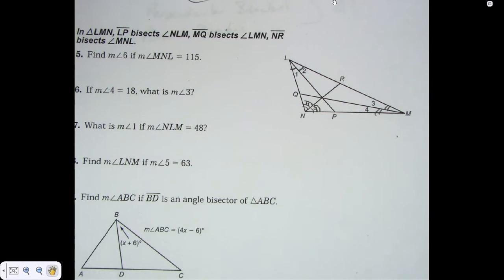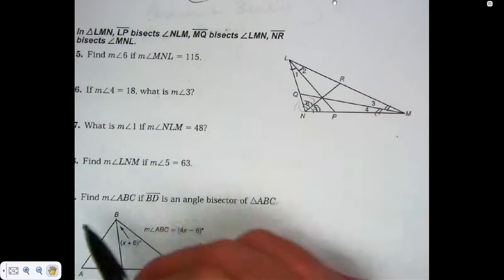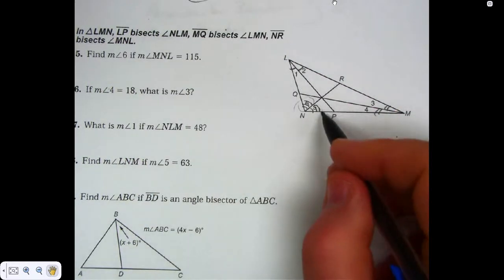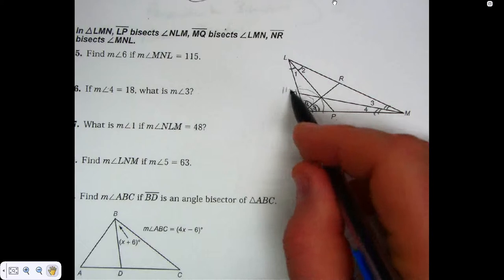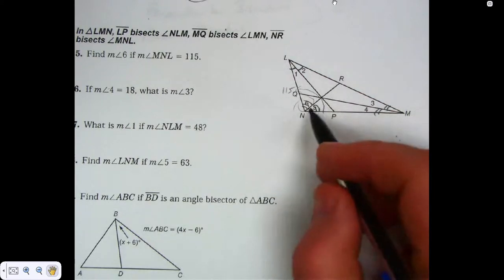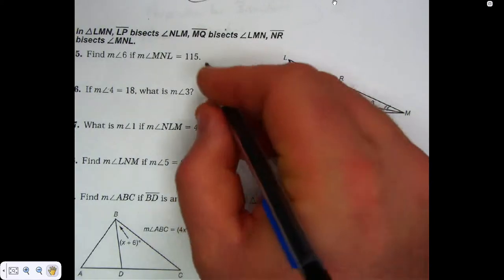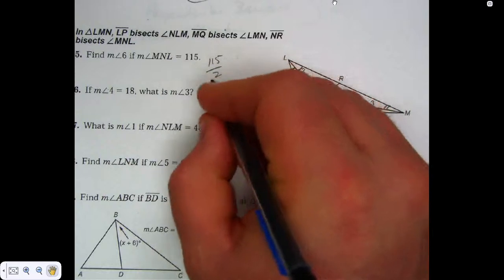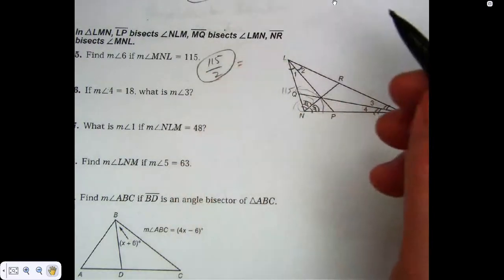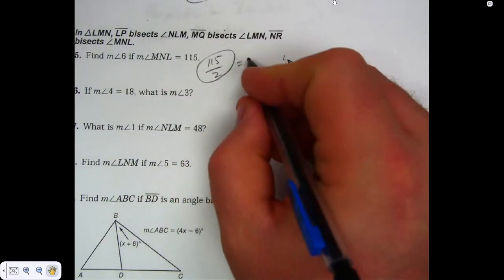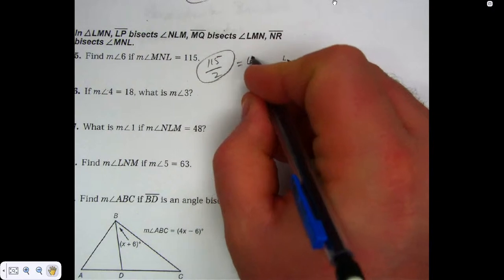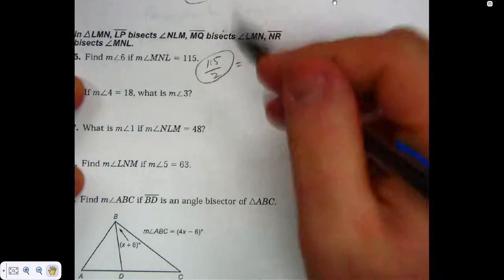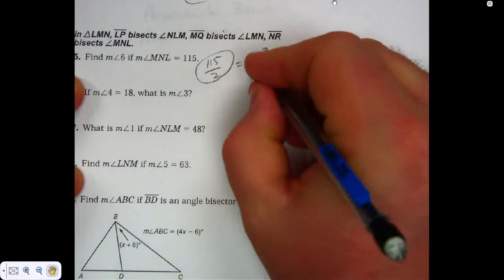Okay. Find the measure of angle 6. That's this one right here, correct? If MNL, the whole thing is what? 115. So how am I going to find this one? 115, and I'm going to divide by 2, which would be 57.5 degrees. Is that correct?